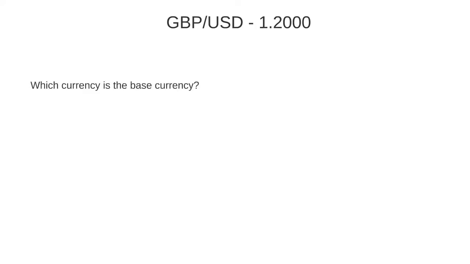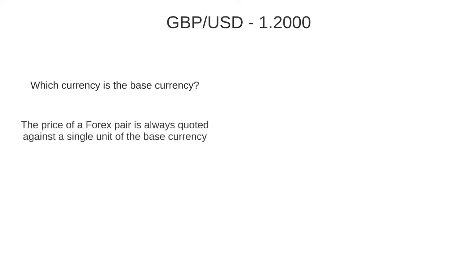Take the Forex markets for example. If you are looking at the pound dollar and the price is 1.2000, it may not be completely obvious what this price means. To understand the price, you have to know which currency is the base currency in the quote. The price of a Forex pair is always quoted against a single unit of the base currency, and this is always the first currency in the quote.